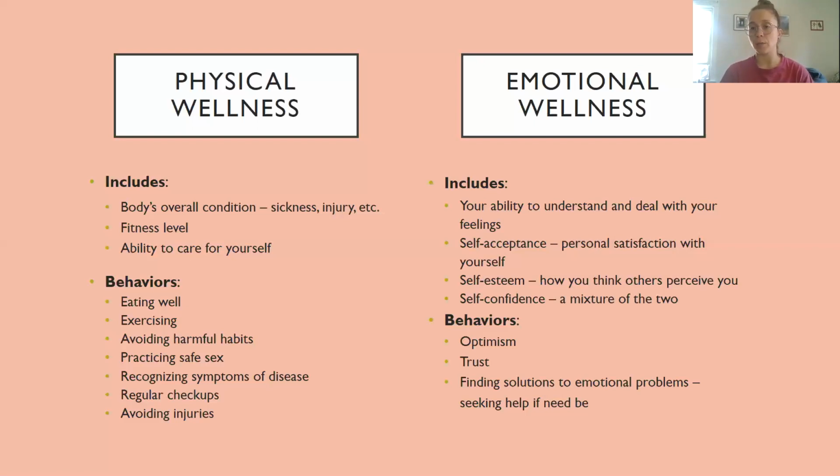And so some behaviors that could lead to emotional wellness would be optimism, kind of seeing the good in situations. So having trust, not only just trusting ourselves and our decisions, but trusting others and their intentions, and trusting that everybody kind of means well and not thinking too hard about others' intentions. And this one is one of the most important ones, in my opinion, is finding solutions to emotional problems and seeking help if needed. So if you find that your emotional state is too much for you to handle, having the capacity to reach out to somebody, whether it be a friend, whether it be a family member, or even a mental health professional. And we definitely have those on campus as well as in the community. So we definitely have resources here if you do need help.